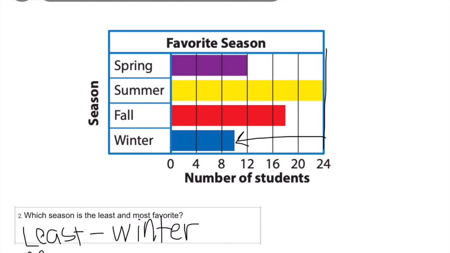The most, we'll do the same thing. We'll start on the right side and see which one has the greatest number of students who chose it. And we actually don't have to go very far because summer goes all the way to the end. So summer is the most favorite.